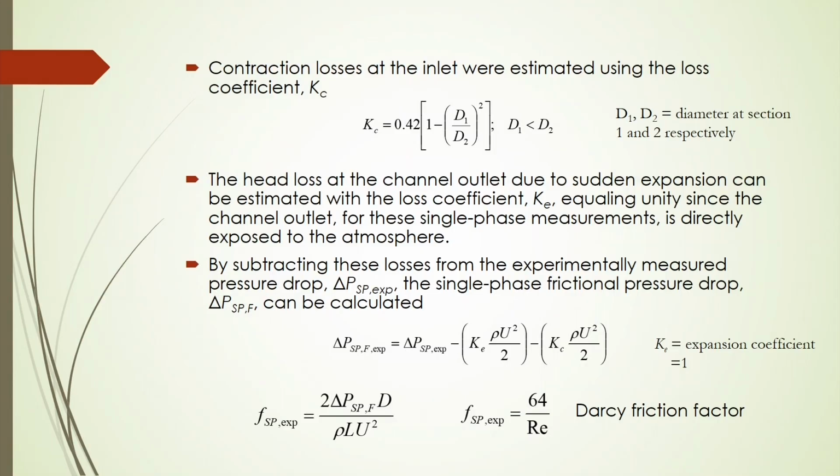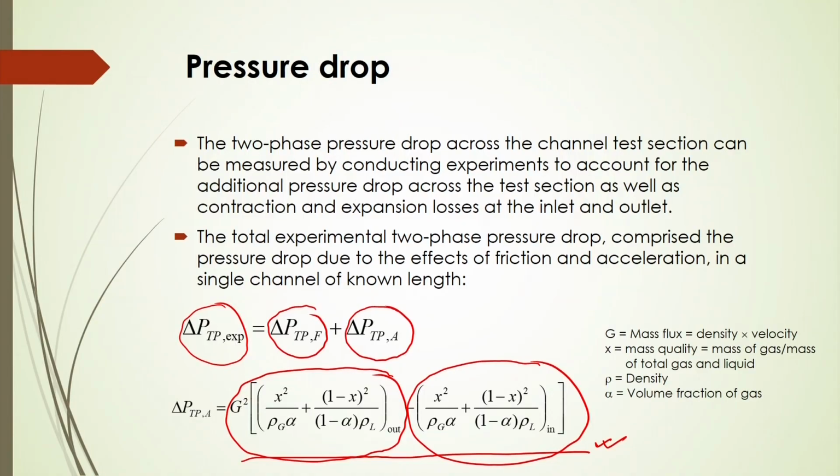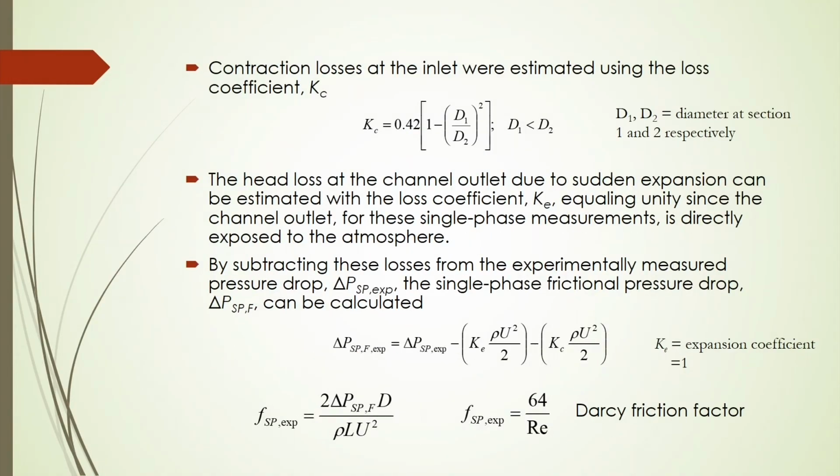By subtracting these losses from the experimentally measured pressure drop, that is delta P SP EXP, which we have given in our earlier equation, the experimental single phase frictional pressure drop can be calculated by this equation, where K is the expansion coefficient. That expansion coefficient will be equal to 1, because in this case the channel outlet for the single phase measurements is directly exposed to the atmosphere. That is why this Ke expansion loss should be equal to 1.